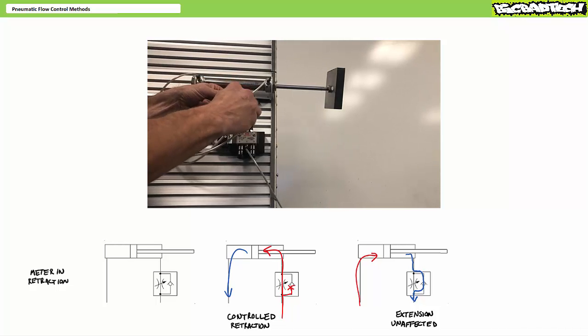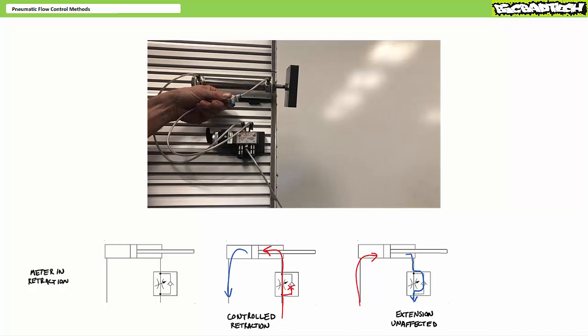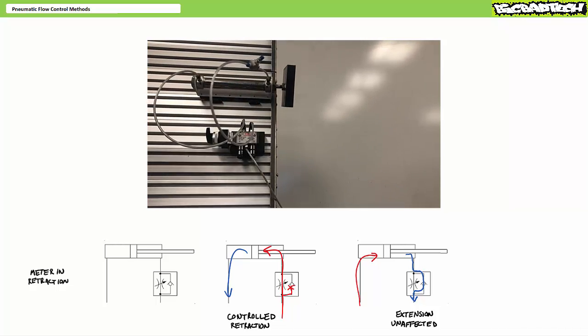After a bit of fiddling with this, a technician can dial retraction speed into a desired range. You'll note extension speed remains unaffected using the meter-in retraction configuration, since the check valve bypass ensures air exhausted from the rod end during extension is unimpeded.